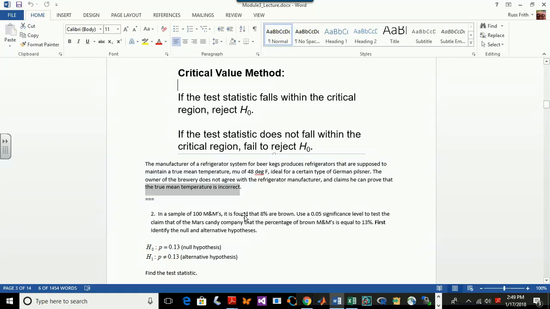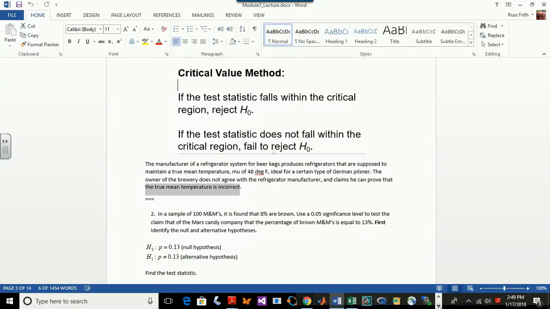So no, wait. I'm sorry. NP is 13 because P is the proportion. P is 13%. P hat is 8%. P hat comes from the sample, right? So the sample size is 100. 100 times 0.13 is 13, so that's bigger than 5. And then Q is what, 0.87. And so 0.87 times 100 is bigger than 5 as well. So that meets the criteria for the Z statistic.